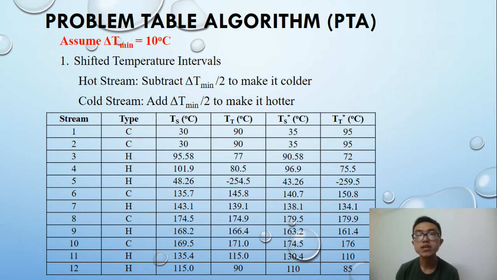The first step of PTA is to set up the shifted temperature intervals in order to make the shifted composite curves touch at the pinch point. This can be done by subtracting half of delta T min for hot streams to make them colder, and adding half of delta T min to cold streams to make them hotter.